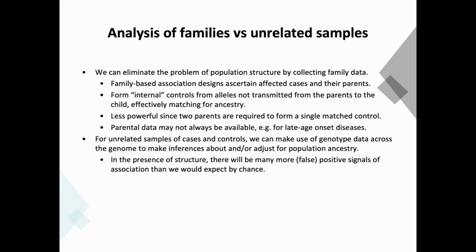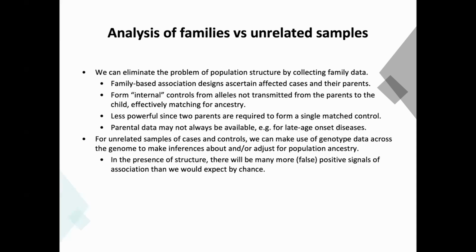For example, family trios, where we compare children with disease with their healthy parents. One example of this type of analysis is called the transmission disequilibrium test. But that analysis has its own problems. It's harder to collect family data compared to unrelated individuals. It is less powerful than case control design. And it is also very hard to collect parental DNA for late onset diseases like type 2 diabetes, where most of the individuals get the disease at quite an old age.